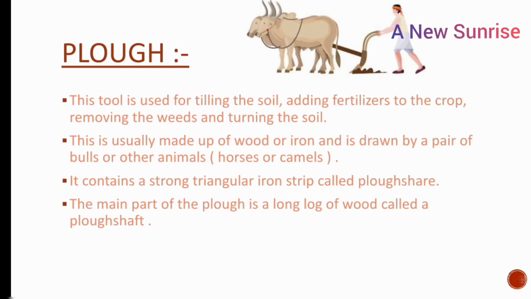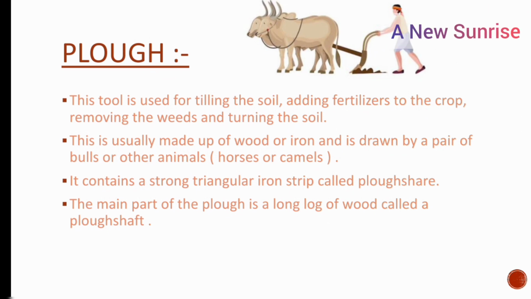Next comes plow. This tool is used for tilling the soil, adding fertilizers to the crop, removing the weeds, and turning the soil. So plow is used for many purposes: tilling the soil, adding fertilizers to the crop, removing the weeds, and turning the soil.